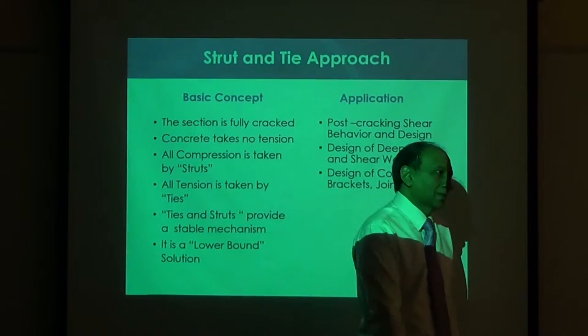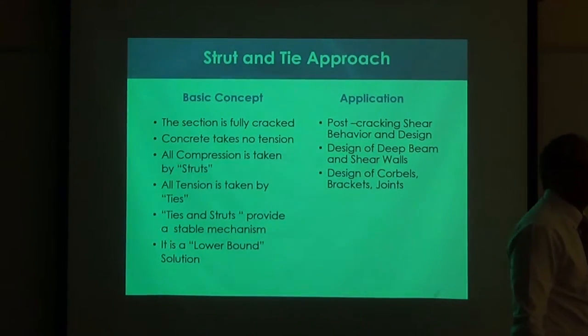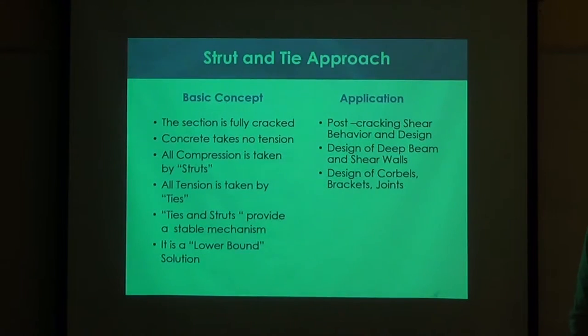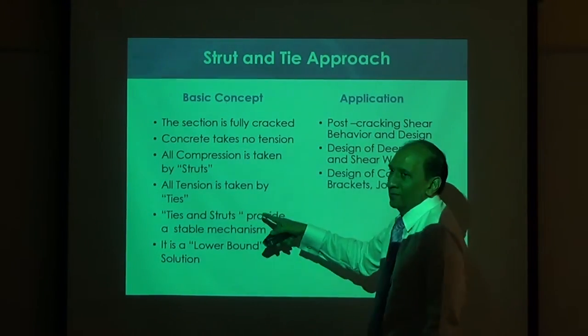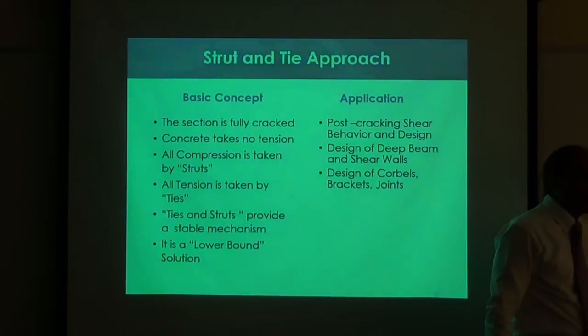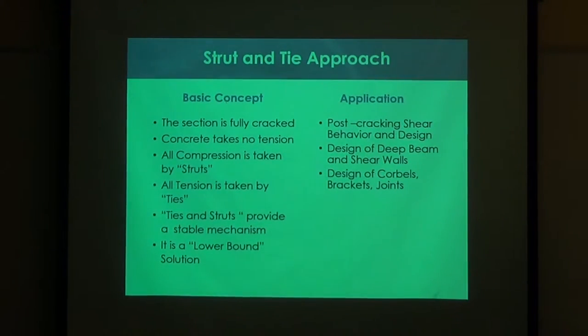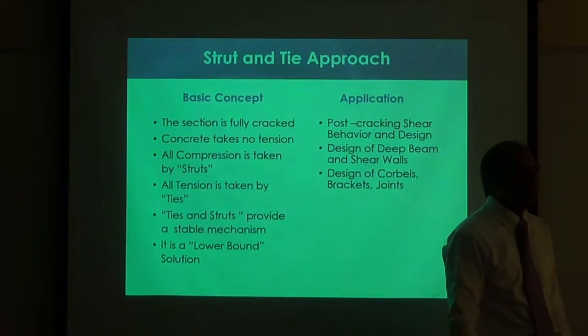Ties and struts provide a stable mechanism. This is the key. The ties and struts that you create must be a stable mechanism. It must have a stable way to go. Which means there should be ties where there is tension, and struts where there is compression. Otherwise, it is an unstable mechanism and it will fall down. So this is the only requirement from this assumption. The only critical requirement is that the truss, ties and struts that we assume must form a stable system, not an unstable system.